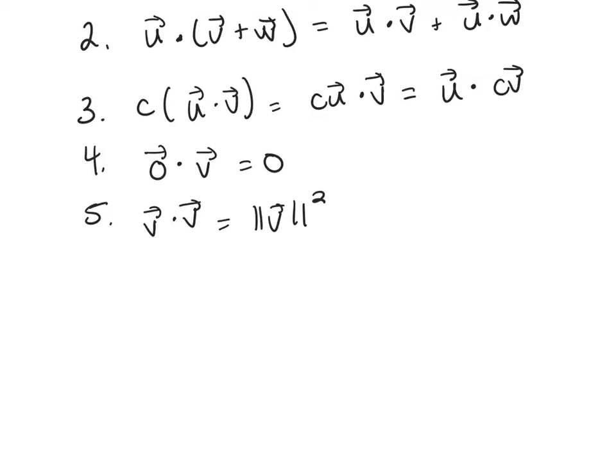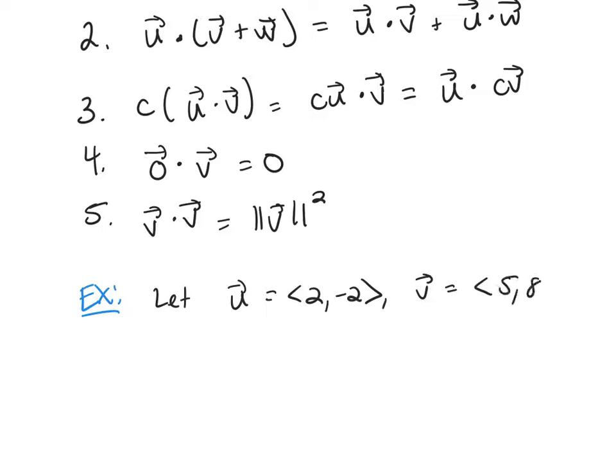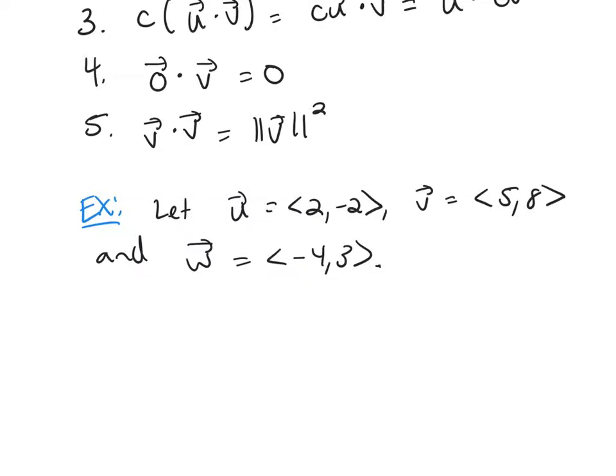So let's look at a problem where we're computing some of these dot products. So let's say my vector u is going to be 2, negative 2. My vector v is going to be 5, 8. And the vector w is negative 4, 3. And I want you to compute the following. So let's start off with u dot v.